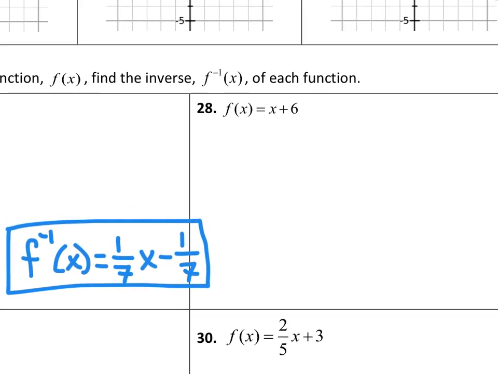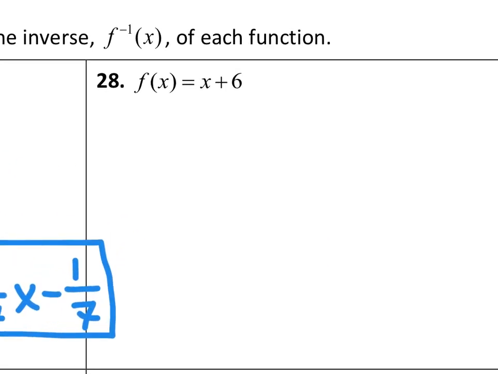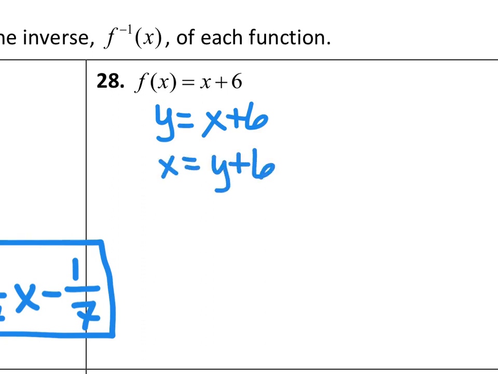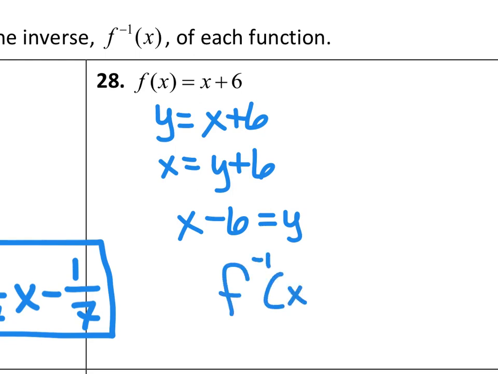28, change f of x to y equals x plus 6. Exchange your x and y, so x equals y plus 6. Solve for y, in this case it's one step, x minus 6 equals y. And then rewrite in function notation, f inverse of x is equal to x minus 6.